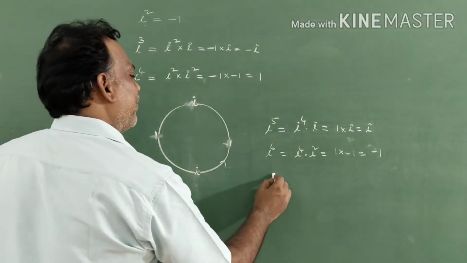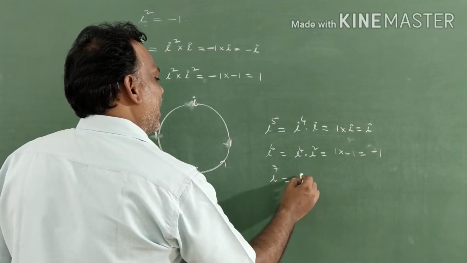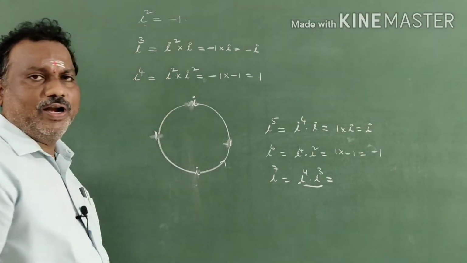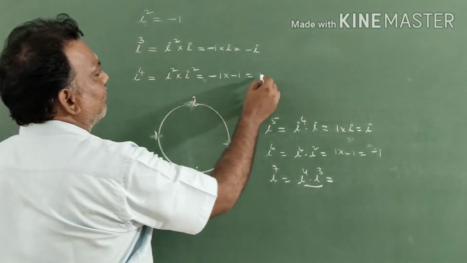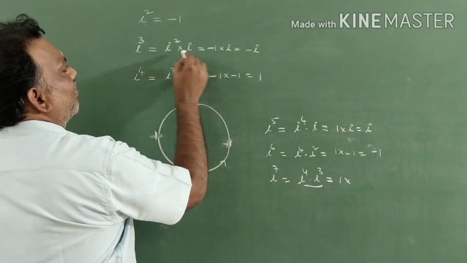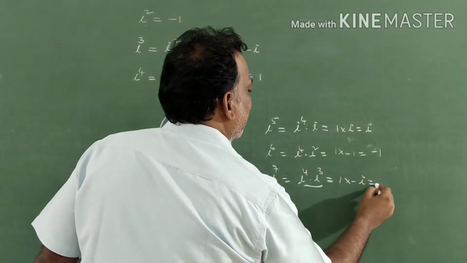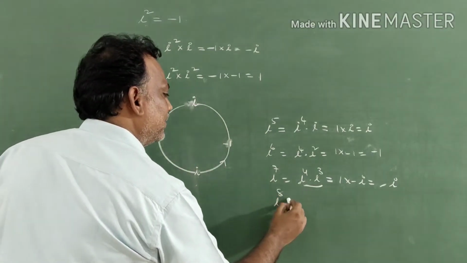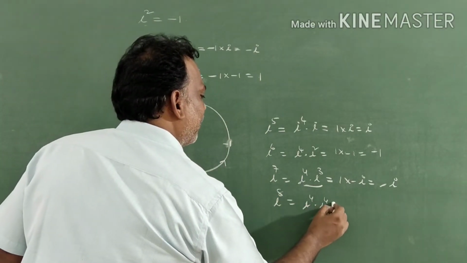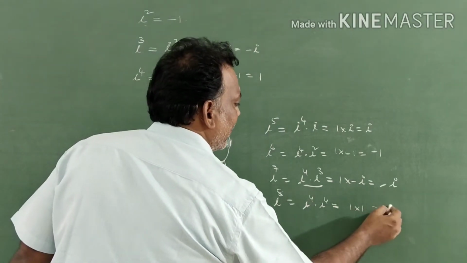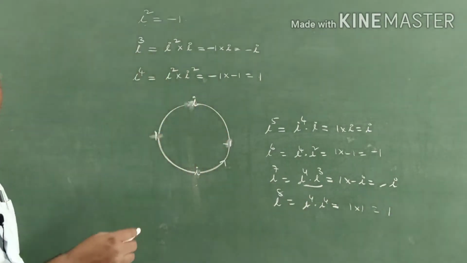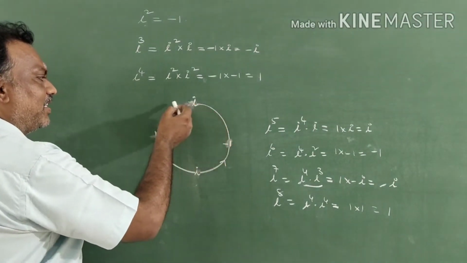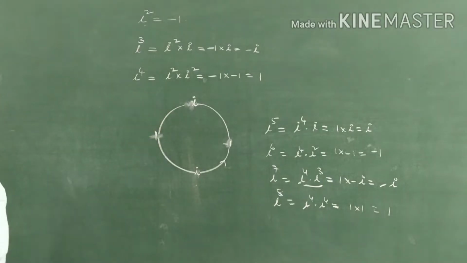You want to check i⁷. i⁴ into i³. Bases are equal, so exponents should be added. i⁴ is 1, and the i³ value we already calculated is minus i. Again you are getting minus i. For i⁸, i⁴ into i⁴ is 1 into 1, again 1. That means as you increase the power of i, it will only rotate on the circle. It cannot take any other value.